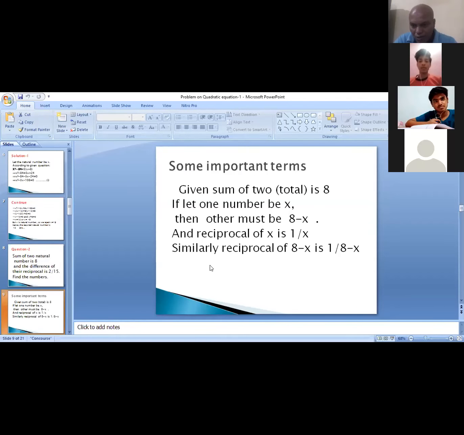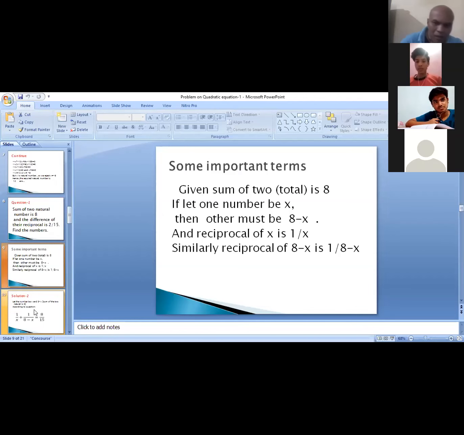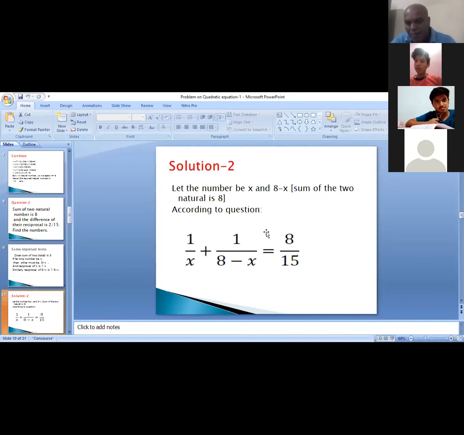So using this, you have to form the equation. What will be the second equation? Let the numbers be x and 8 minus x. You have taken one number as x, the other number as 8 minus x. So according to the question, the sum of the reciprocals, 1 by x plus 1 by 8 minus x, is equal to 8 by 15. Now you have to simplify this, find the equation and solve. Make it fast, quick.